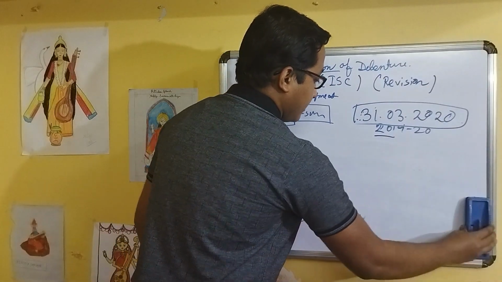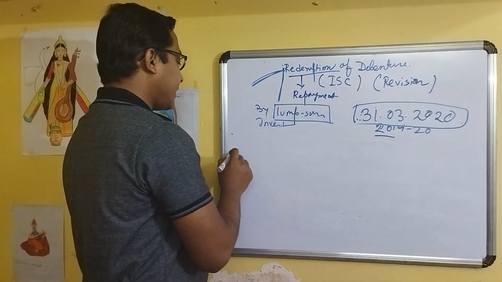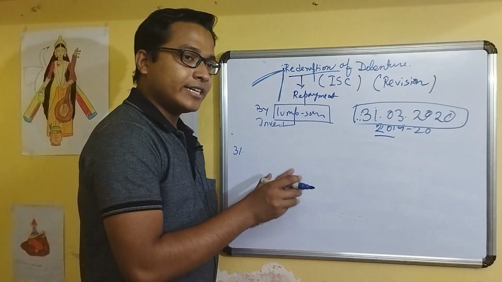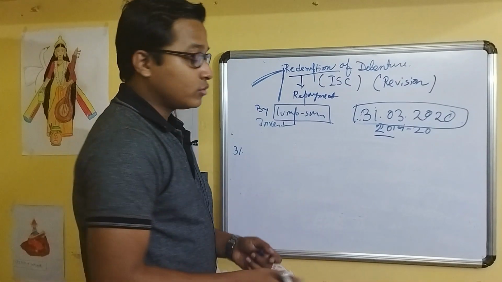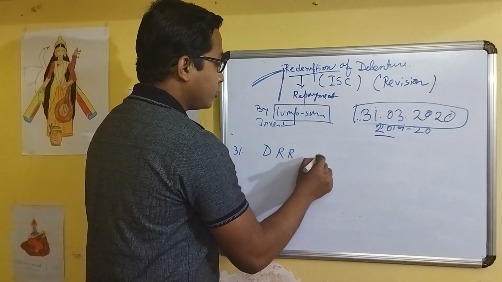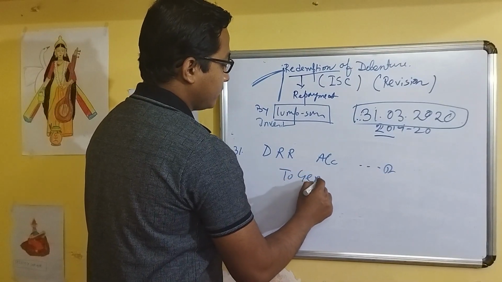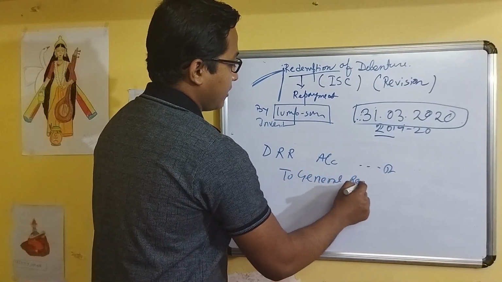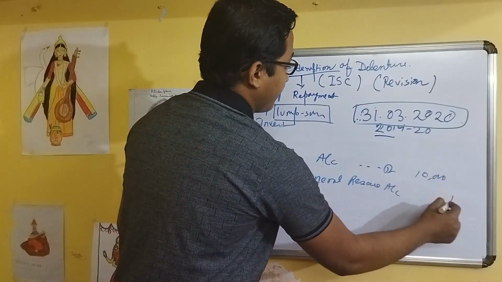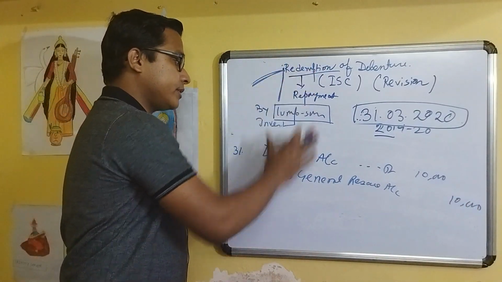After the redemption, the last journal that is left is to transfer the DRR to the general reserve. So the last one is debenture redemption reserve account debit to general reserve account, that is 10,000. This is the simple sum which is covered.